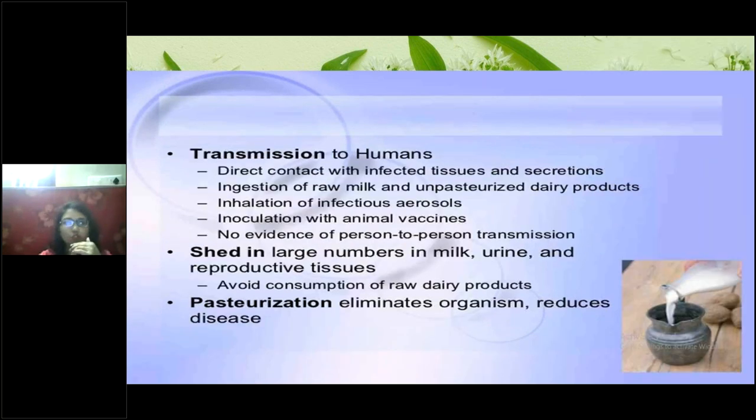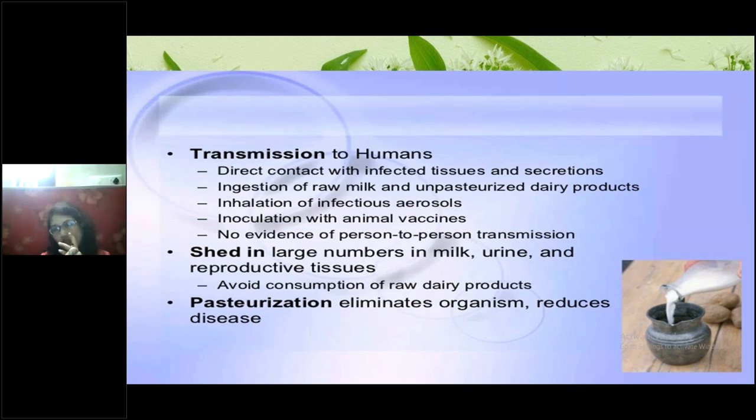So there is transmission to human beings by direct contact with infected tissues or ingestion of raw milk, inhalation of infectious aerosols, inoculation with animal vaccines, and they are shed in large numbers in the milk. So that is why the milk ring test, the other tests you might remember, the Rose Bengal test, those tests are done so that the milk which is delivered to us is free of these pathogens.